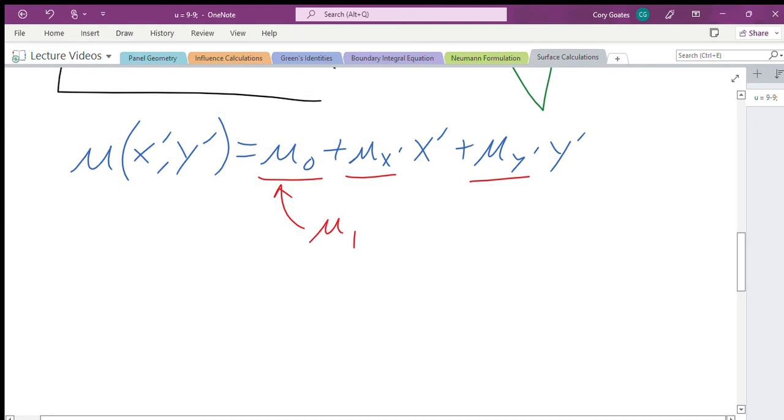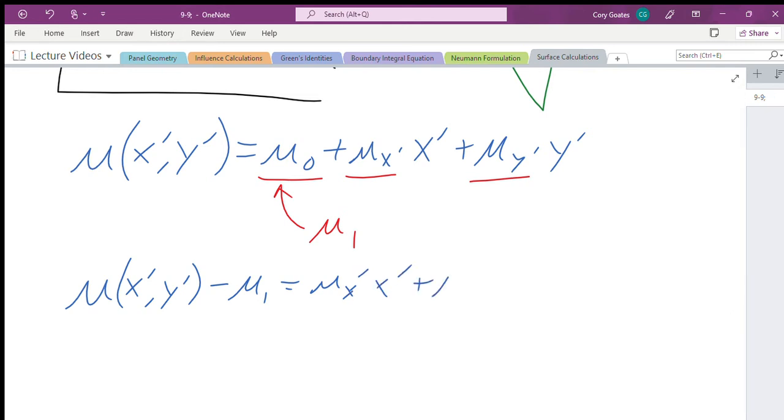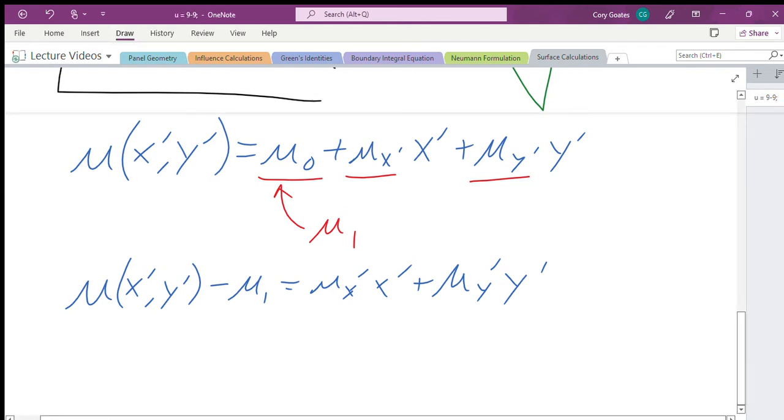So we get the relationship. We can bring this over to the other side. We can say that mu at some point in local coordinates minus mu 1 is equal to mu x prime times x prime plus mu y prime times y prime. Now what we want to get out of this is to figure out what mu x prime and mu y prime are.